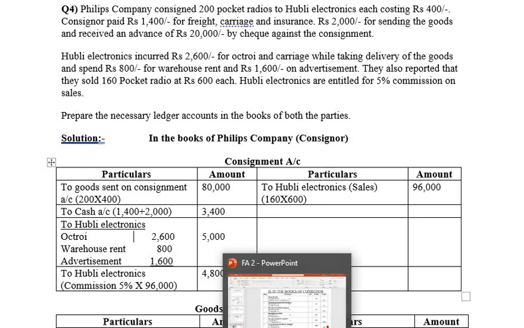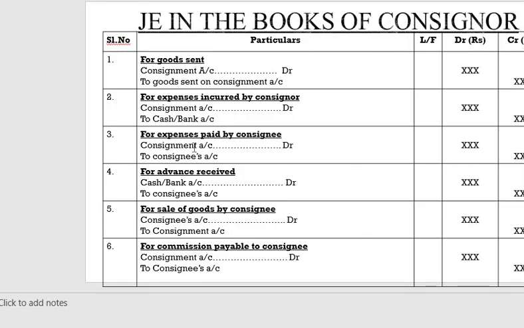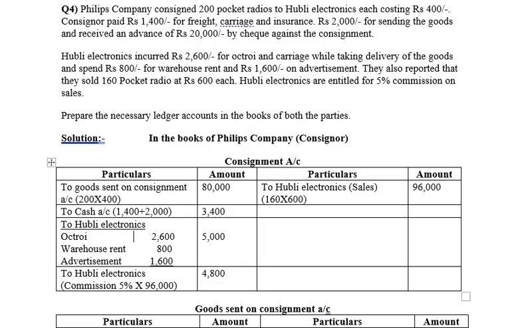If it is the consignee who is making the expenses, then what will be the journal entry? Look here. For expenses paid by the consignee, we are looking for the journal entries in the books of the consignor. So what is the journal entry? Consignment account debit to consignee's account. Consignee's account is nothing but Hubli Electronics.